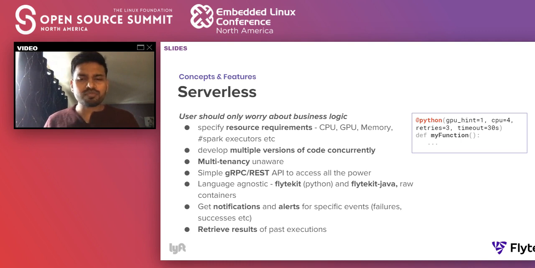When something fails or something succeeds, you can get notifications, and you can always keep a history of all the executions, modulo the configuration of retention. You can retrieve results for as long as you want, because Flyte captures all the executions and their outputs.